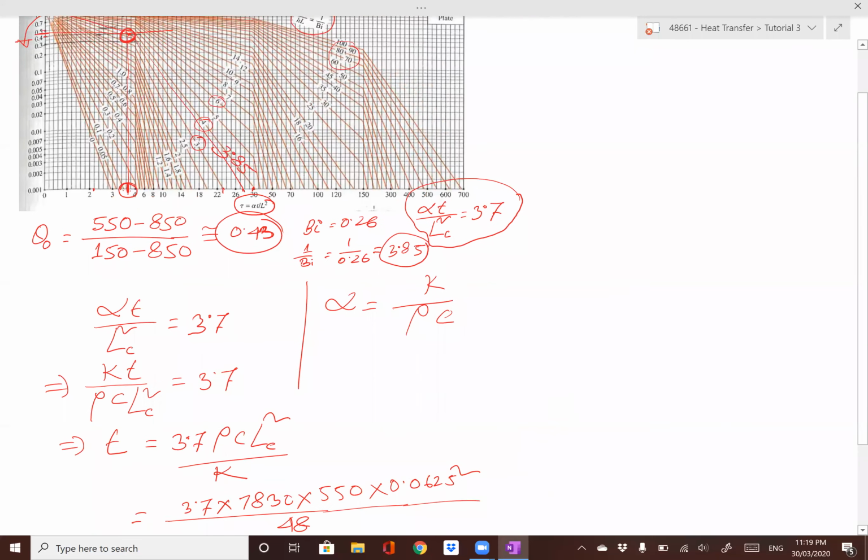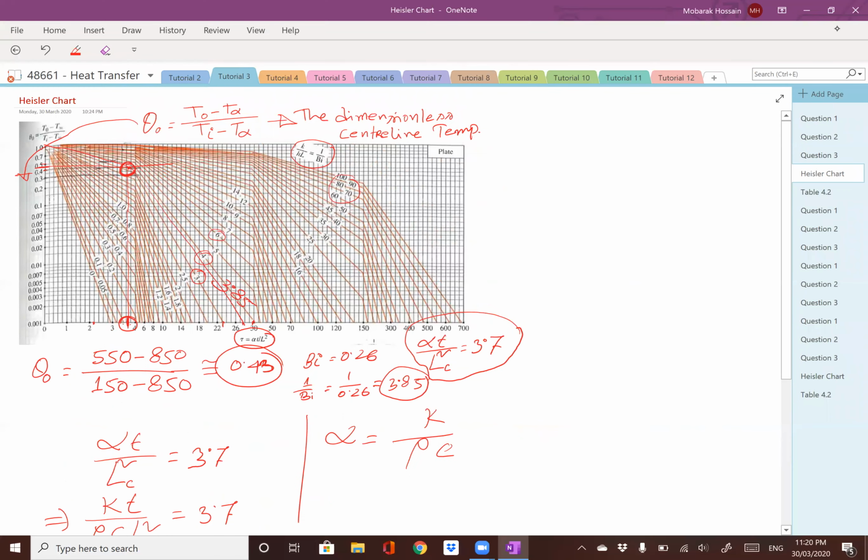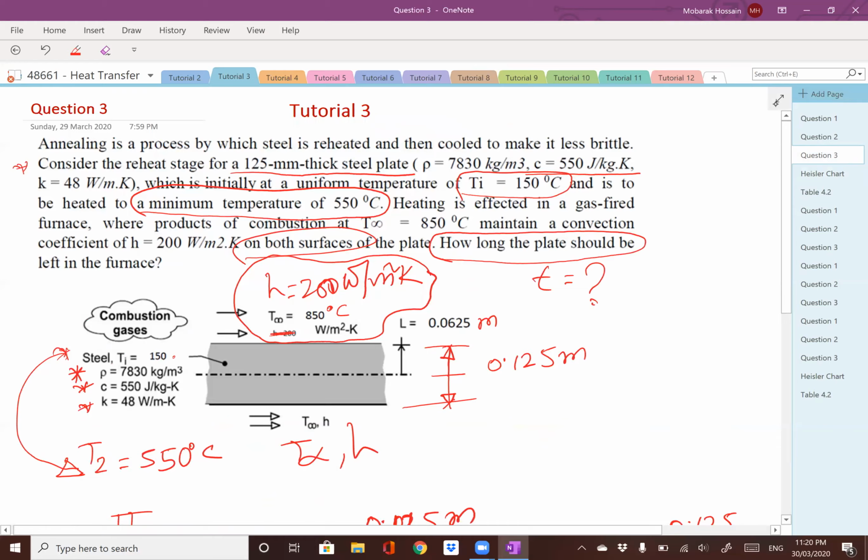Okay, now I will show you another method, using the formula.